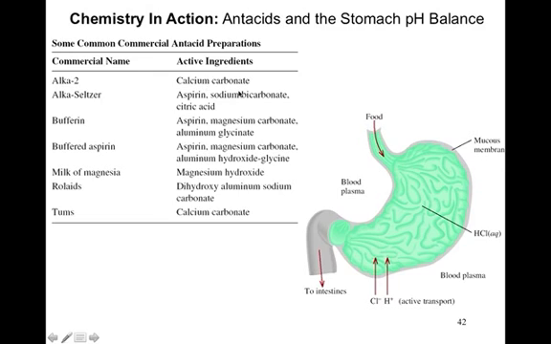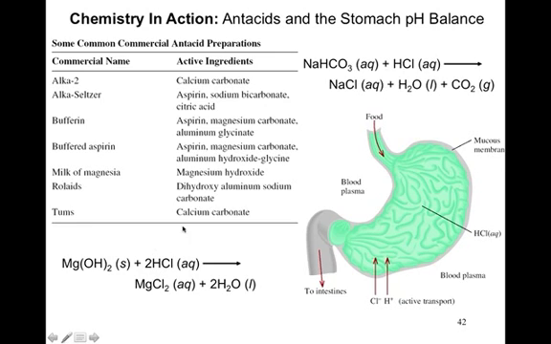And here it tells you what's in them: calcium carbonate, sodium bicarbonate, aspirin, magnesium hydroxide, all sorts of things. A lot of carbonates, you'll notice. Here we have magnesium hydroxide, the milk of magnesia, with the hydrochloric acid. It's a reaction that will make magnesium chloride and water, and it's actually consuming some of that hydrochloric acid, so it's a little less acidic in your stomach.